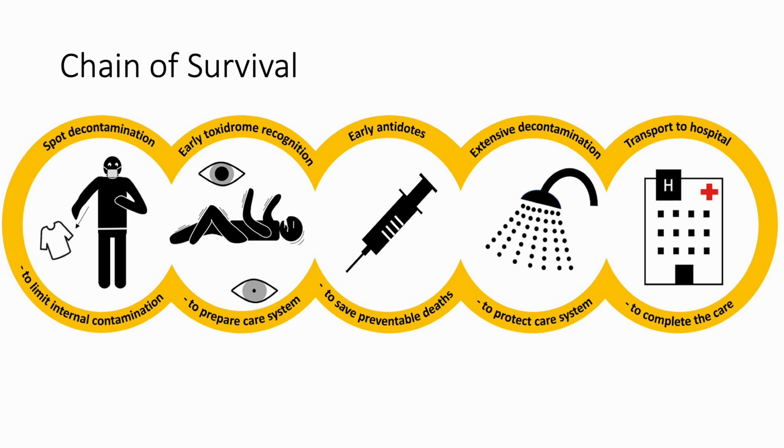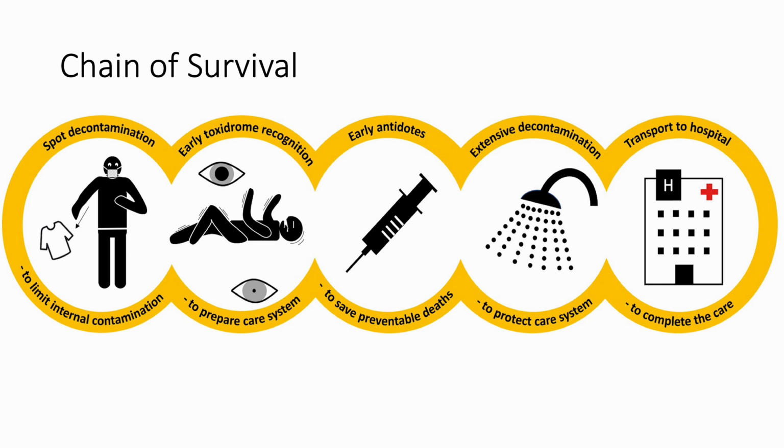Firstly, you ought to decontaminate the patient at that particular spot: removal of clothes and washing the patient, and taking the patient away from that place. That is called spot decontamination, to limit the internal contamination. Next, you need to identify various constellations or groups of signs and symptoms that come. Those are called toxidromes, which we will talk about.